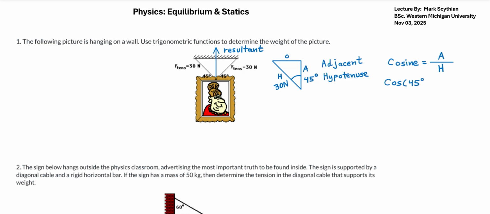We take the cosine of this angle, 45 degrees, and we make it equal to our adjacent side, which is what we want to calculate, divided into what we know, hypotenuse side 30 newtons. So in this case, using algebra, we can simply just multiply the cosine 45 degrees times the 30 newtons to equal the adjacent side, or the numerator. So we calculate 21.2 newtons force total.